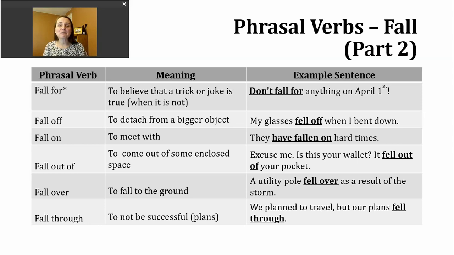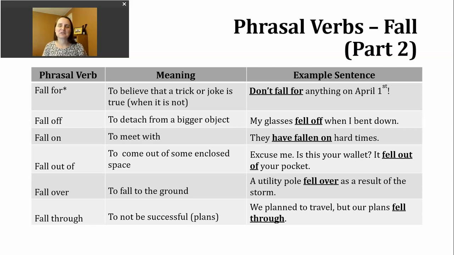The next phrasal verb we're going to look at is fall out of. It means to come out of some enclosed space. Here's an example sentence. Excuse me, is this your wallet? It fell out of your pocket. So your pocket was the enclosed space, the wallet fell out of it.